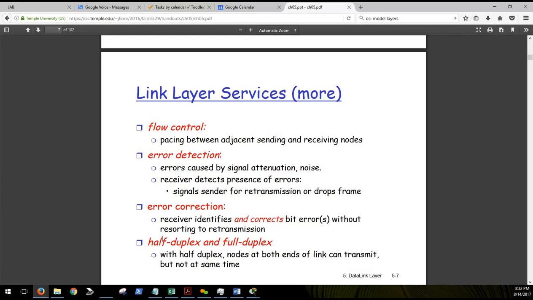Whenever we talk about link layer services as well, we have to talk about different types of transmission modes. Half duplex and full duplex. Half duplex says that both sides may transmit. However, they must take turns. They cannot do it at the same time. Full duplex means that both ends can transmit at the same time.